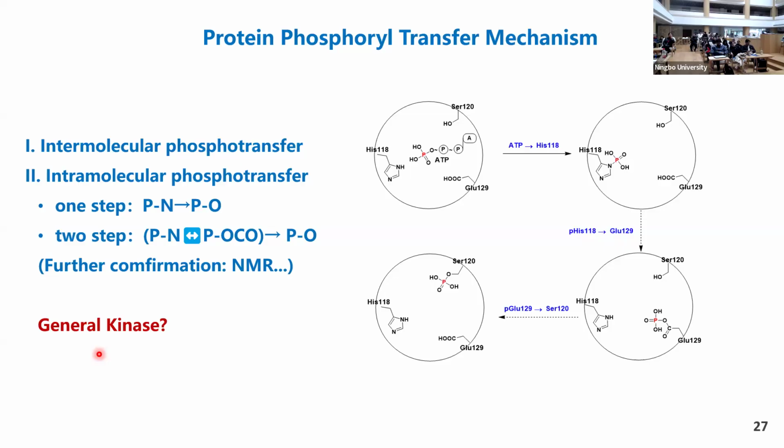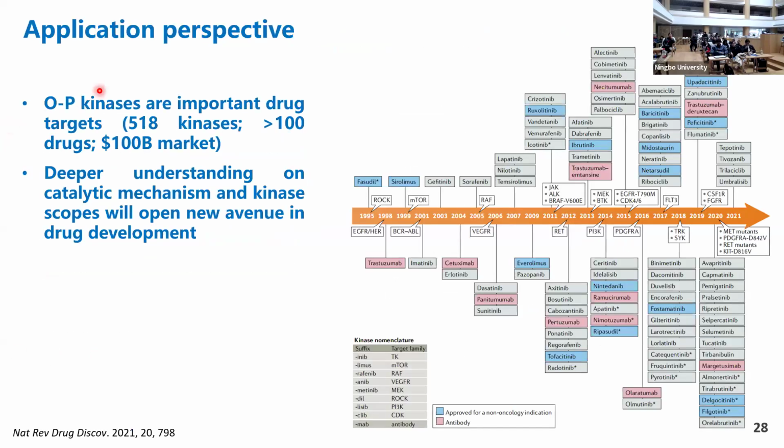So that's interesting. Why? Because from an application perspective, oxygen phosphorylation kinases are important drug targets. Till now, there are 518 kinases in human cells, okay? And over 100 drugs in the market target kinases. They correspond to over a $100 billion market. So it's very important for human health.